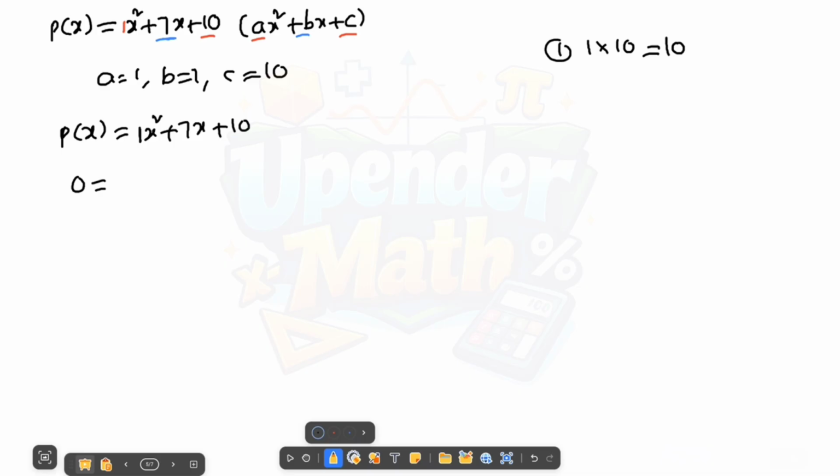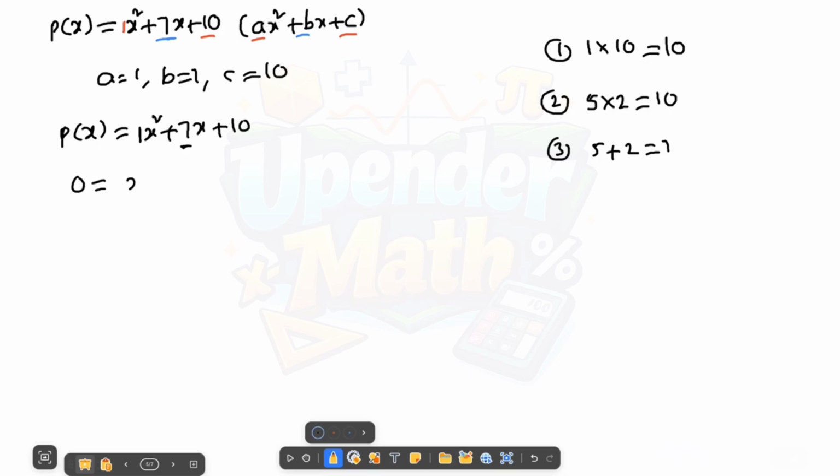The factors of 10 must be such that if we multiply, we should get plus 10, and if we add, we should get the middle term 7. What are the suitable factors? 5 into 2 is 10, and upon addition 5 plus 2 is equal to 7. The suitable factors are plus 5 and plus 2.